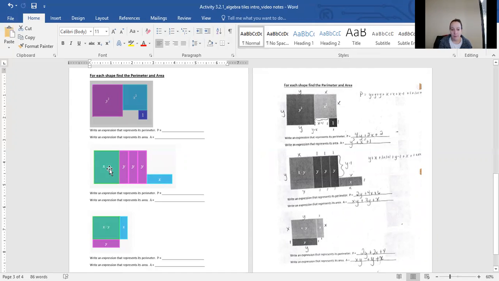The area is how many of those blocks do you have? So I have 1 xy tile, I have 3 y tiles, and I have 1 x tile. And normally we will write the area with the biggest tile first and go all the way down to the smallest tile. That's why you'll see me, like in the first one, I wrote y squared plus x squared plus 1, because y squared is the largest tile.